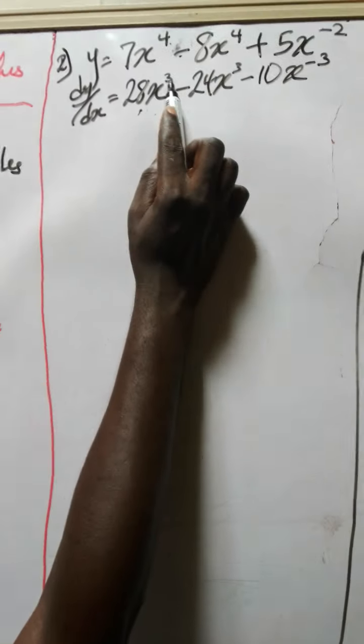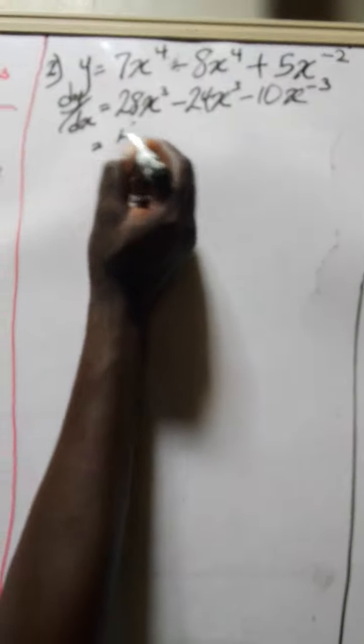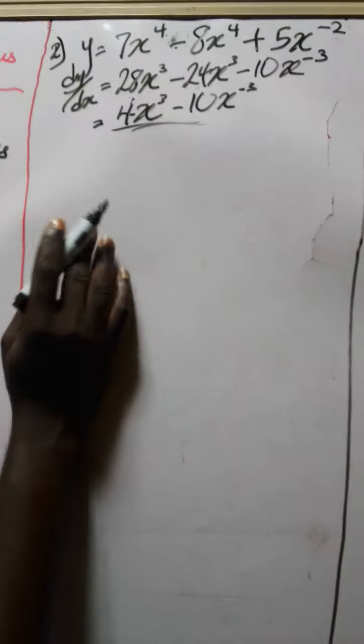So you look at it, if we have the same power on the variable x, then you simplify. This is 28x raised to the power 3 minus 24x raised to the power 3. So we have 4x raised to the power 3 minus 10x raised to the power minus 3. So that's that. Now, we should note that dy/dx is just a pronunciation of variable.